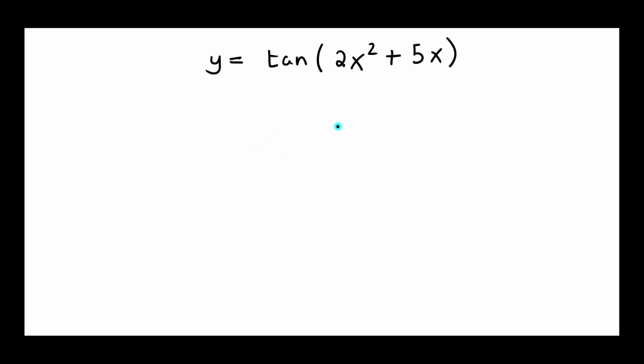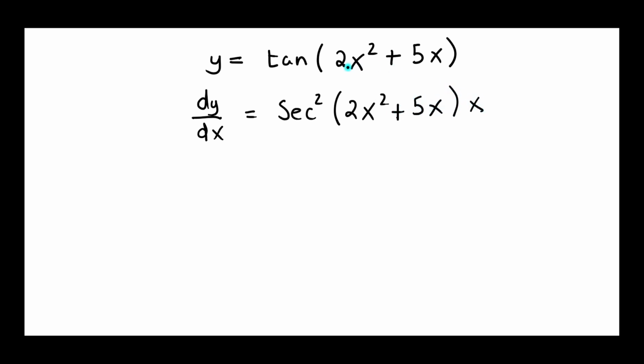Okay guys, here's another example. Now once again, our outer function is tan and the inner function is 2x squared plus 5x. So if we do dy by dx, the derivative of tan is secant squared, and then we have this function here which is 2x squared plus 5x, and then we multiply that. Now we differentiate this part here, which is 2x squared plus 5x. So I haven't differentiated that.